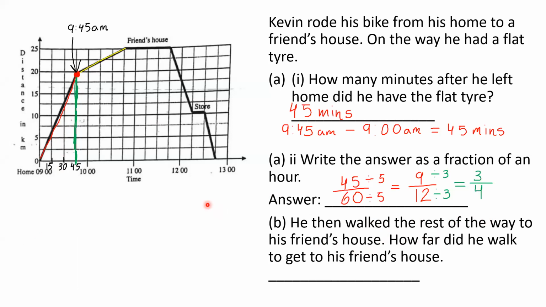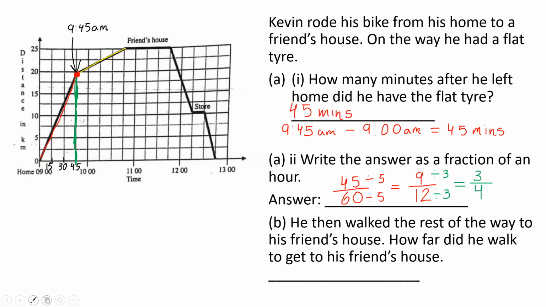Yes, sir. So after he got his flat tire, at 20 kilometers, then he walked to his friend's house, and his friend's house is 25 kilometers away. So how far did he walk to get to his friend's house after he got the flat tire? How far did he have to walk? 5 kilometers. How did you get 5 kilometers? I subtract 25, 20. Yes, 25 minus 20.